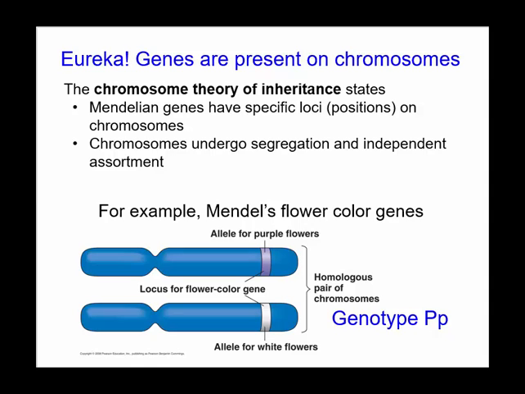This is called the chromosomal theory of inheritance, and it goes further than just genes being on chromosomes. Genes have specific places on chromosomes, and when those chromosomes segregate and assort independently, therefore those alleles, those variants of, say, a particular gene in a particular place on a chromosome, also independently assort and segregate.